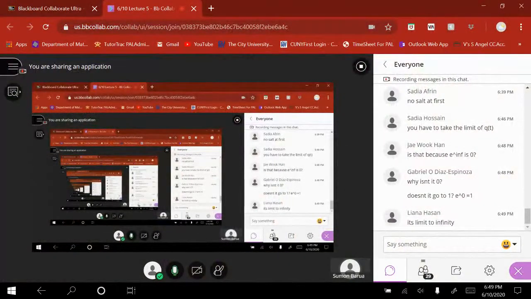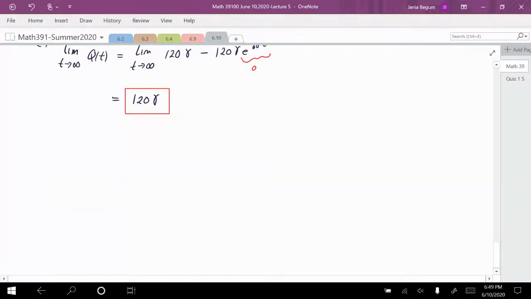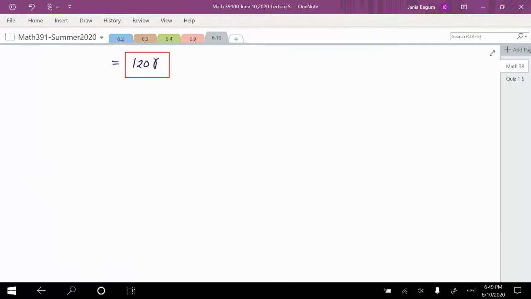Okay, so Liana, you're answering. Okay. All right, so the next type of application that we're going to talk about is compound interest. So this is still 2.3. In 2.3, we're studying two types of applications. One is a tank problem, and the second one is compound interest.